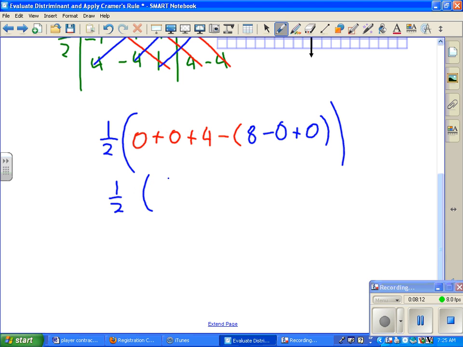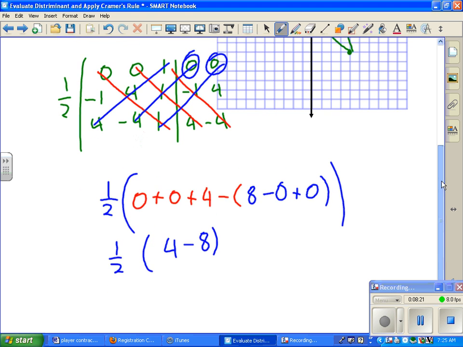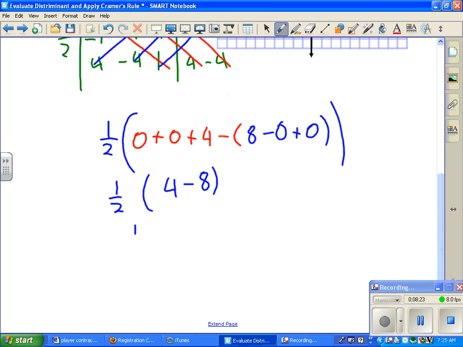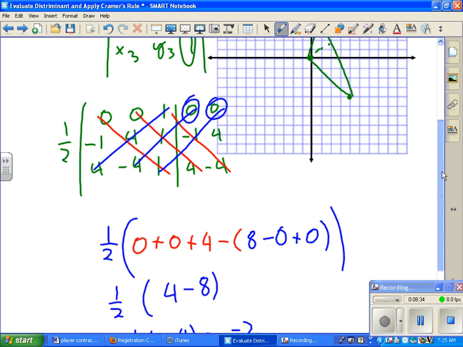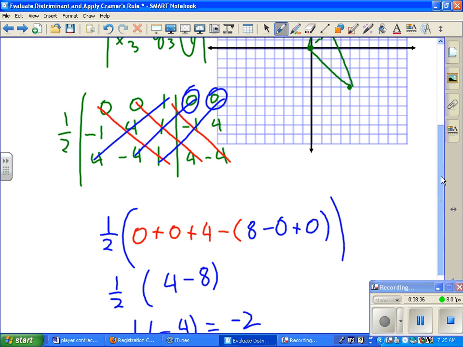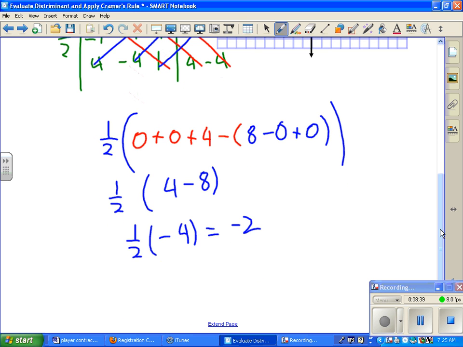Good. 1/2 times 4, excuse me, minus 8. Okay, good. So that gives me 1/2 times -4. Excuse me, which gives me -2. Holy smokes, I got a mess going here. This is 16. Wow, I've really messed this one up, guys.